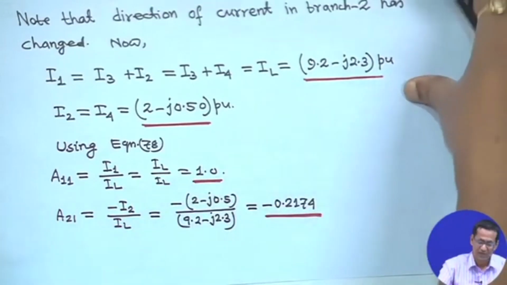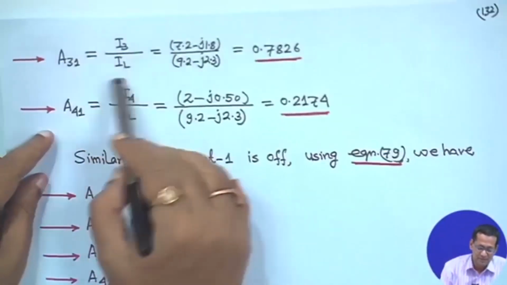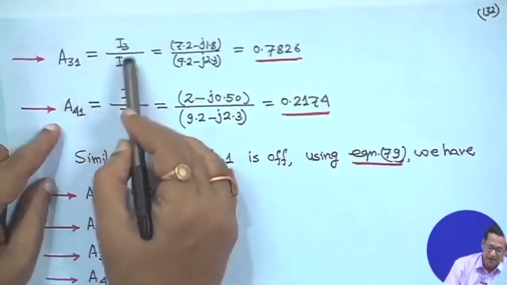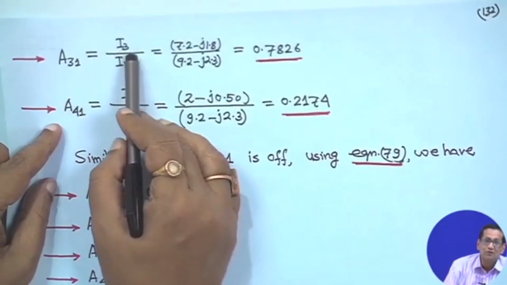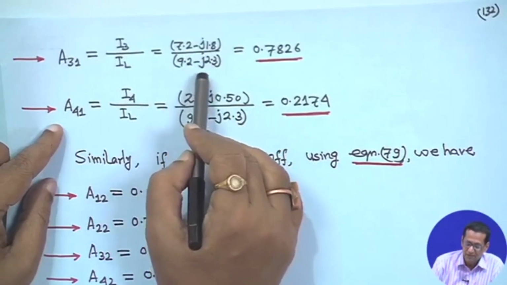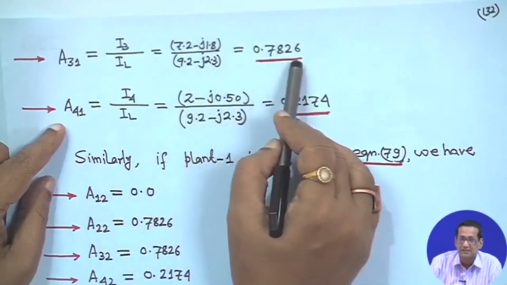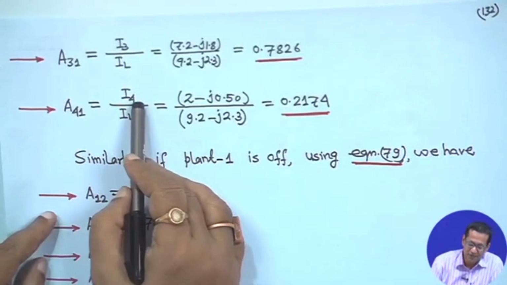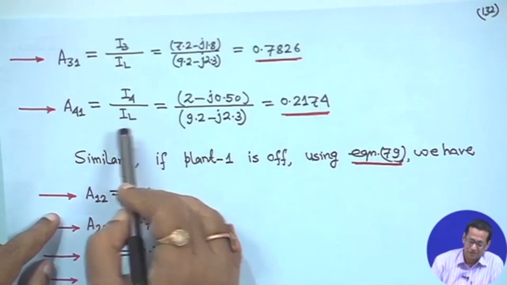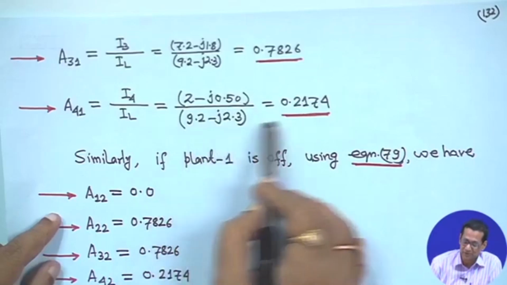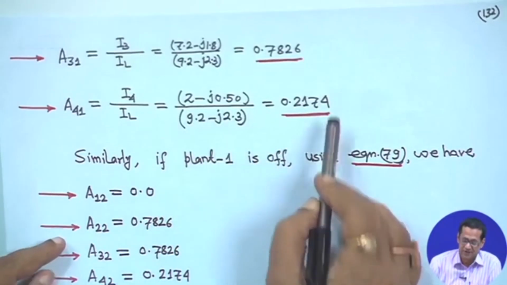Then for branch 3 it is simple, the denominator is always I L. So A 3 1 will be I 3 upon I L. I 3 is 7.2 minus j 1.8 divided by 9.2 minus j 2.3, which comes to 0.7826. Similarly, for branch 4, A 4 1 is equal to I 4 upon I L, so it is 2 minus j 0.5 divided by 9.2 minus j 2.3, that is 0.2174.